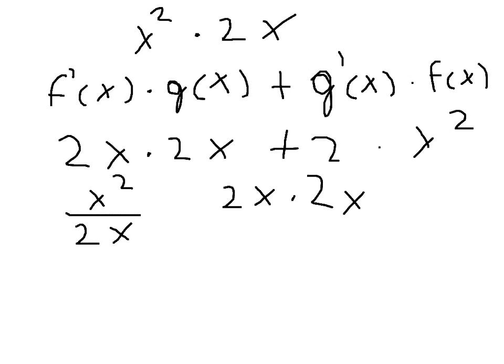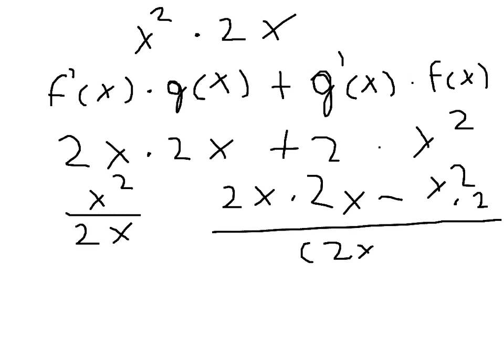You subtract it by the high function, x squared, times the derivative of the bottom, which is just 2. And all that goes over low squared, so it would be 2x squared.